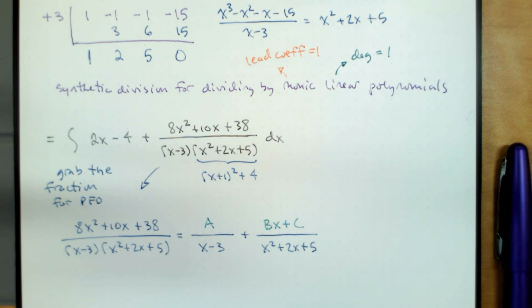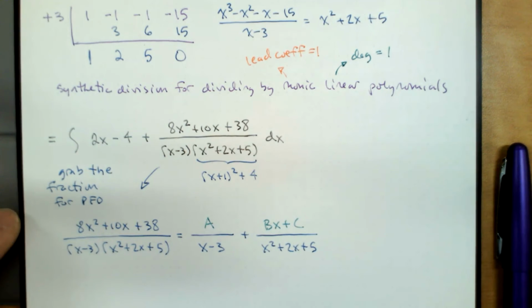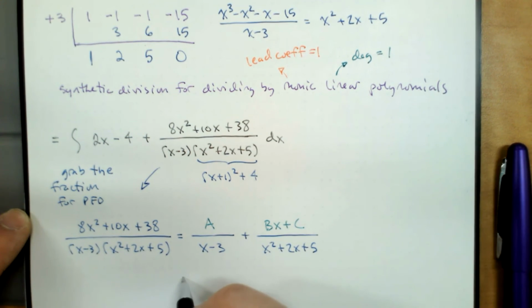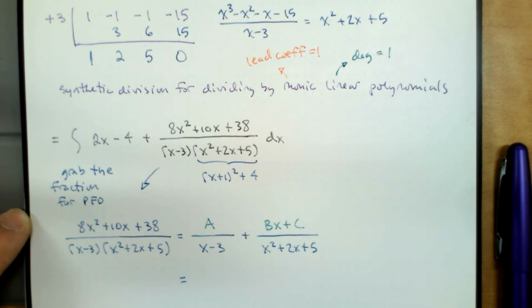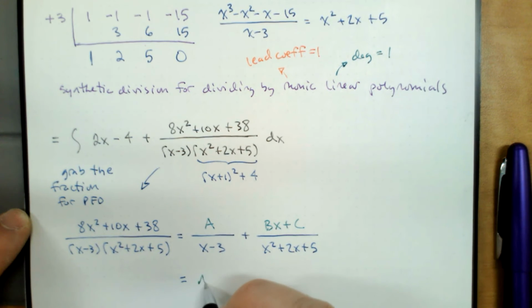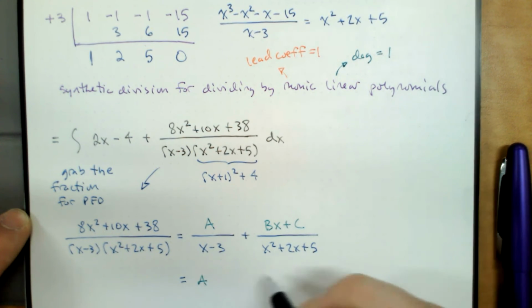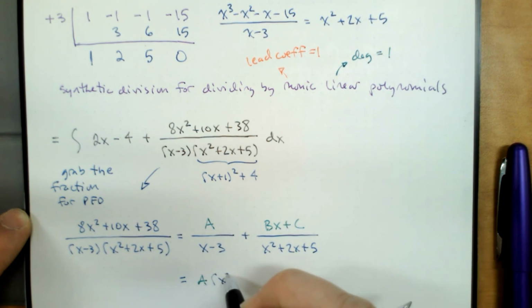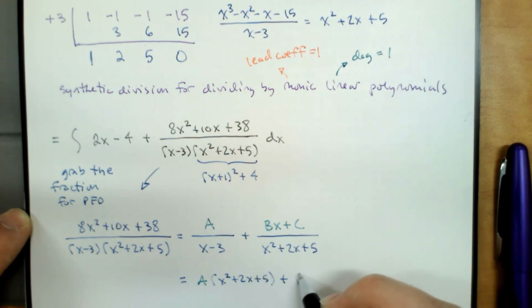Now all we have to do is figure out A, B, and C. And we're going to get there by adding these fractions and equating the coefficients. So I'll have A times x squared plus 2x plus 5 plus bx plus c times x minus 3.